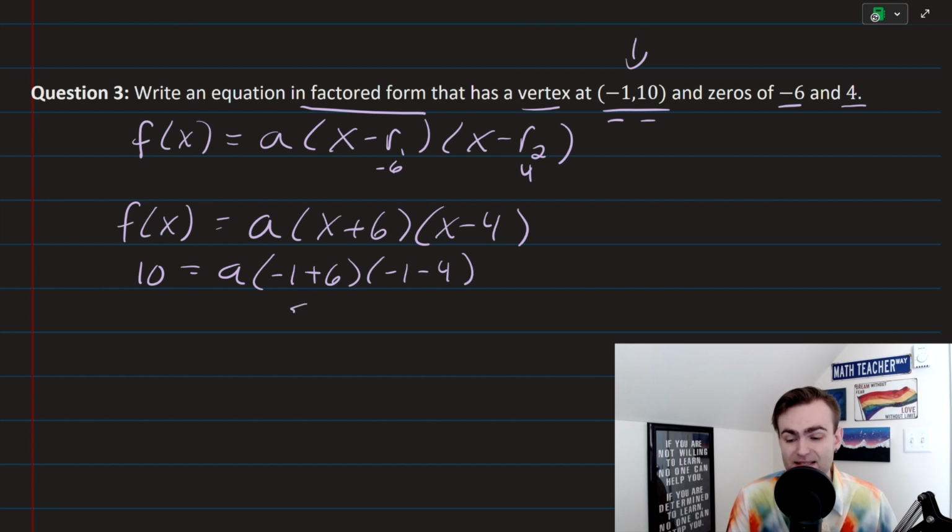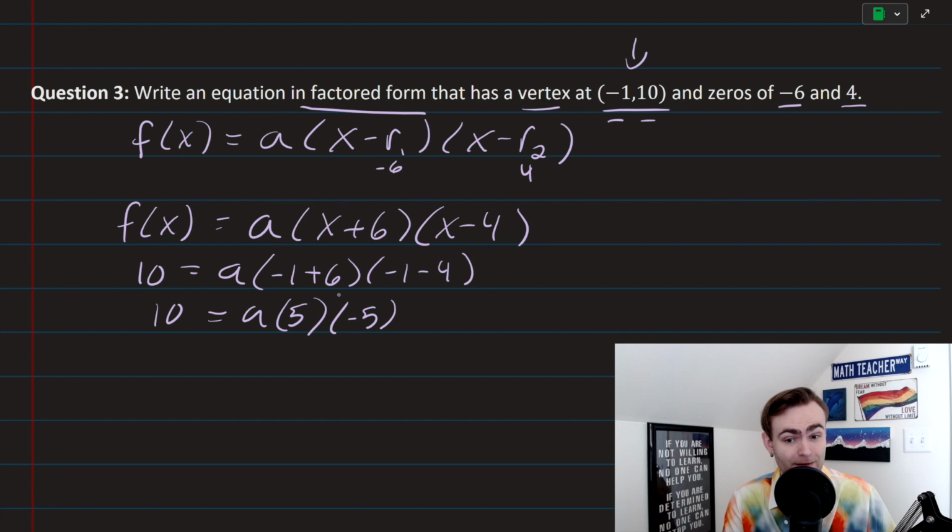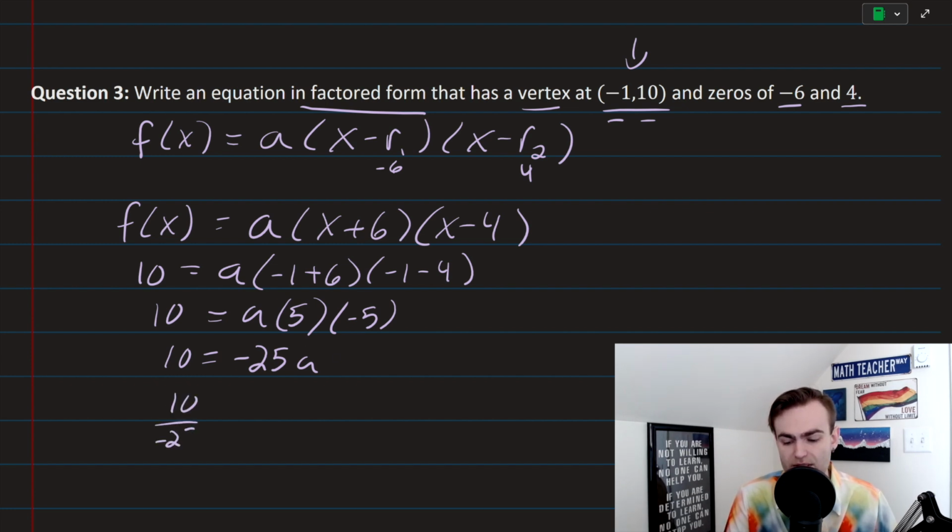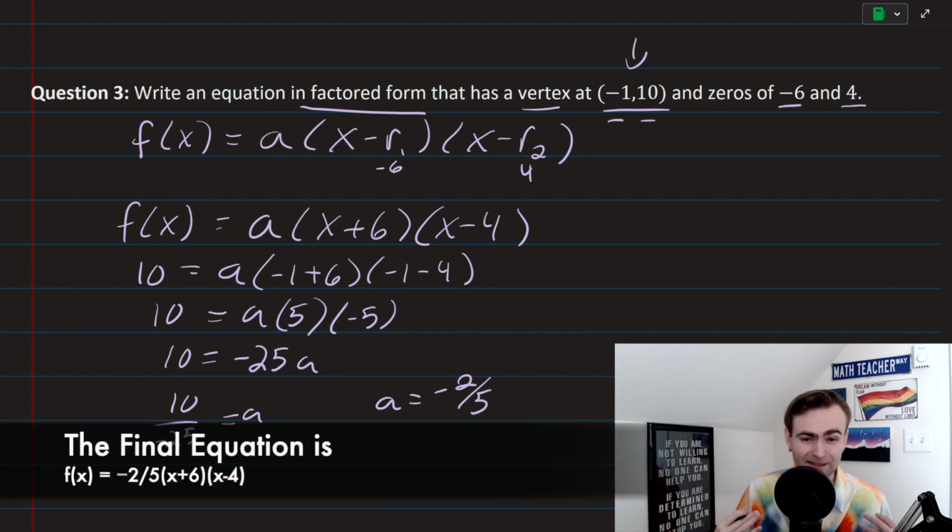-1 plus 6 is 5. -1 minus 4 is -5. So we get 10 is equal to a times 5 times -5, or -25a. And then we can divide by -25. So we have 10 over -25 is equal to a. We can clean that up a little bit because 10 and 25 share a common factor of 5, leaving us with a is equal to -2/5, or -0.4 if you like the decimals. I like the fractions though.